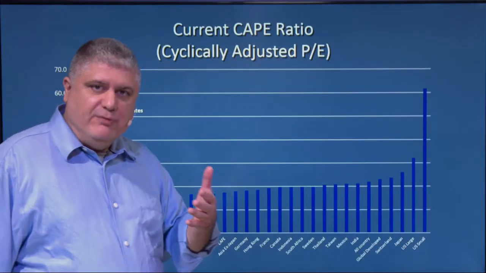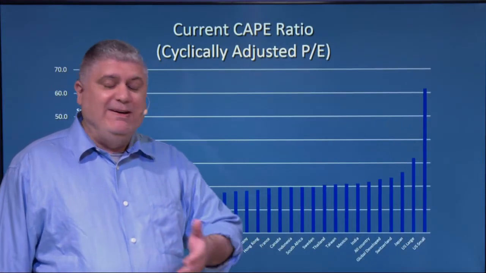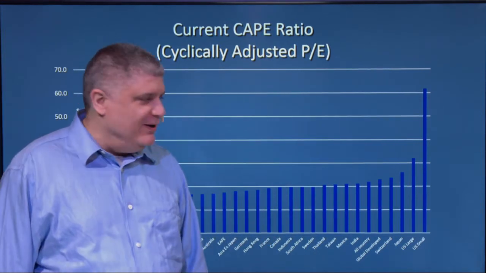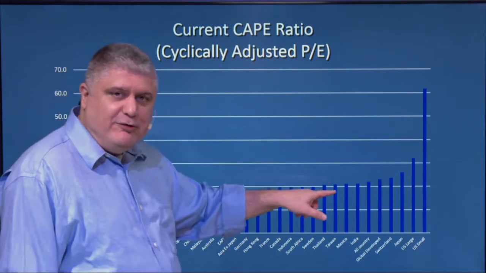Research Affiliates recommends when you see a bubble, get out of the way. So you don't have to own a whole lot of U.S. stocks in your portfolio, and you probably shouldn't when you see metrics like this.